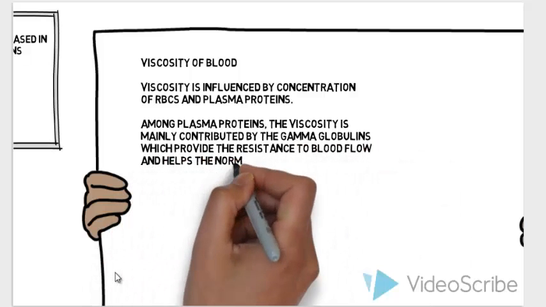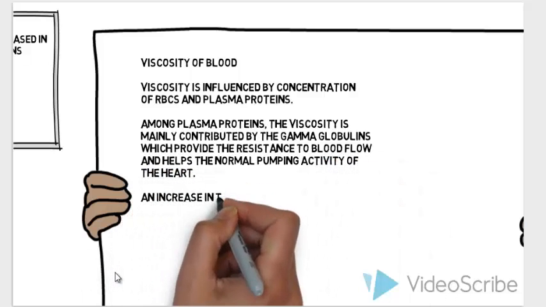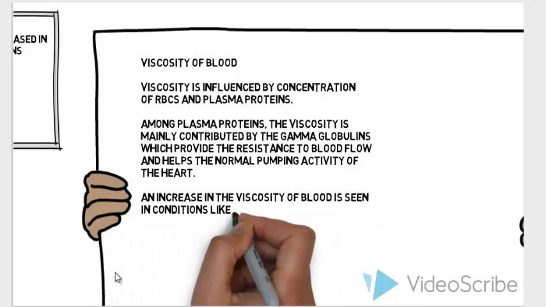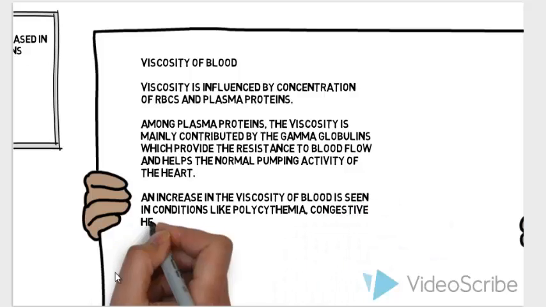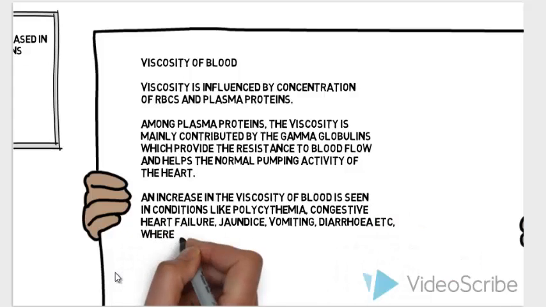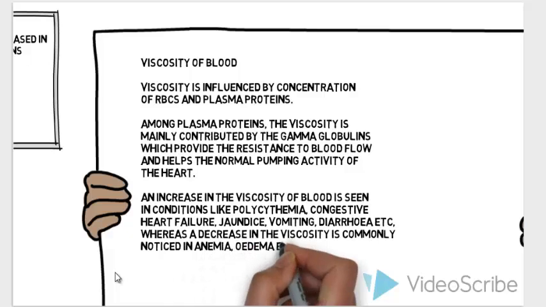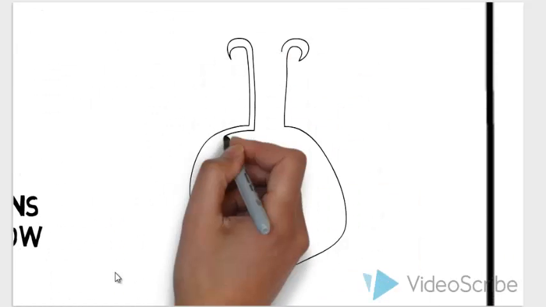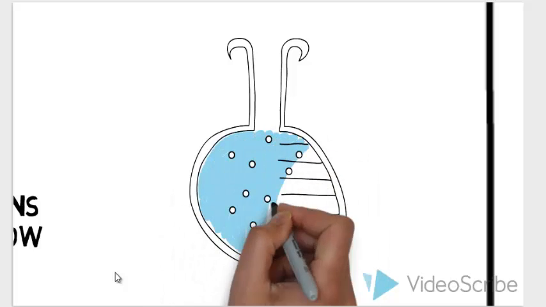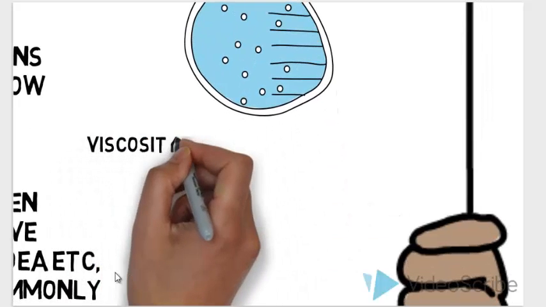Viscosity of blood is determined using a viscometer. An increase in the viscosity of blood is seen in conditions like polycythemia, congestive heart failure, jaundice, vomiting, diarrhea, etc., whereas decrease in the viscosity is commonly noticed in anemia and edema. One more thing which is important, that normally the viscosity of blood is around 5 times greater than water.